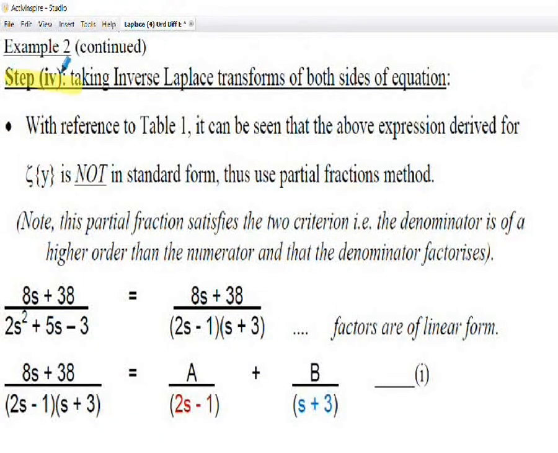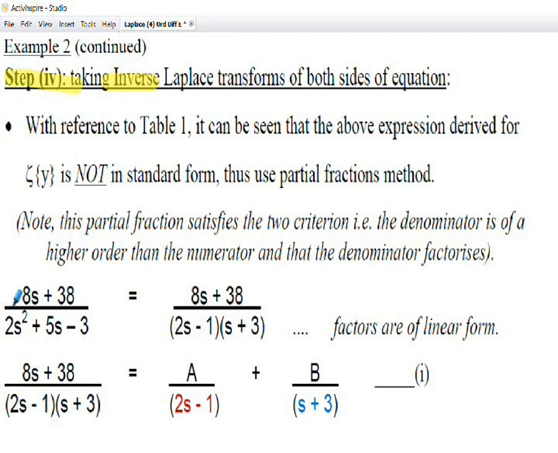Step 4, this is where we need to take inverse Laplace transforms of our function to get to our original expression. But again, you will notice from the above expression, it's not a standard form. We cannot look that one up in a table. In this case, we're going to use partial fractions again. They are both linear partial fractions in this case. I'm going to use the same process as I did in example 1 here.